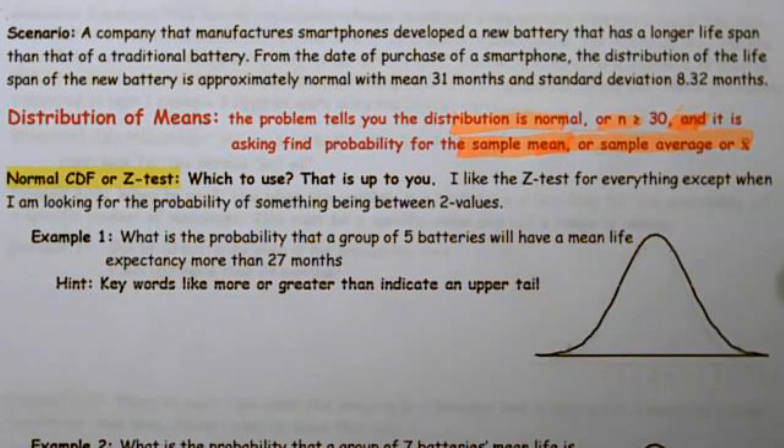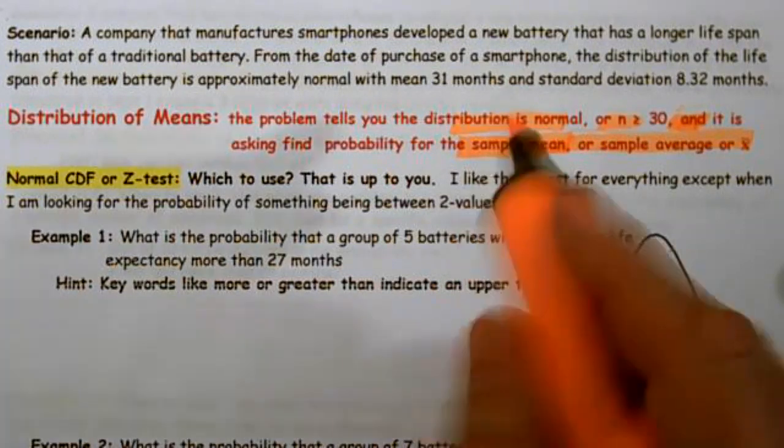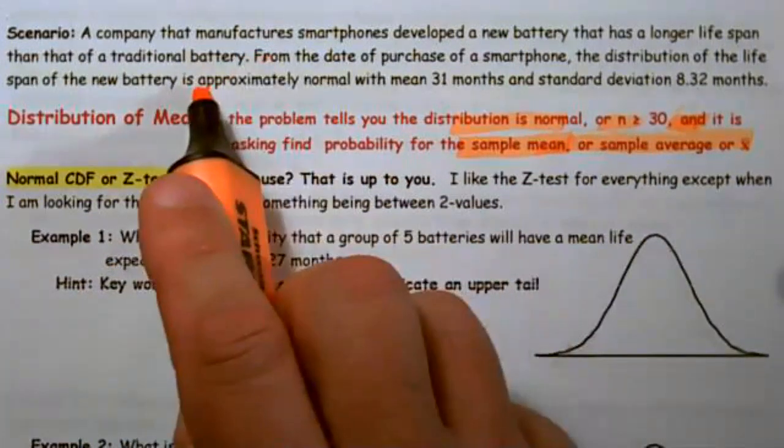What's the probability that a group of 5 batteries will have a mean life expectancy more than 27? Well, guess what? They've already told us up in the scenario that we're working with a normal population.